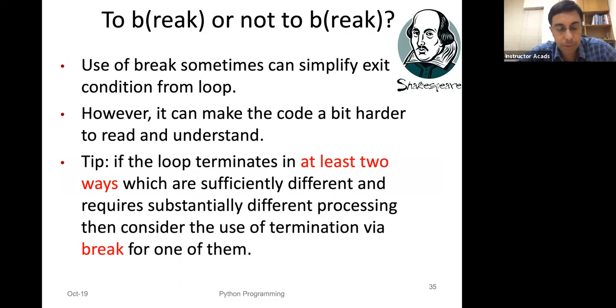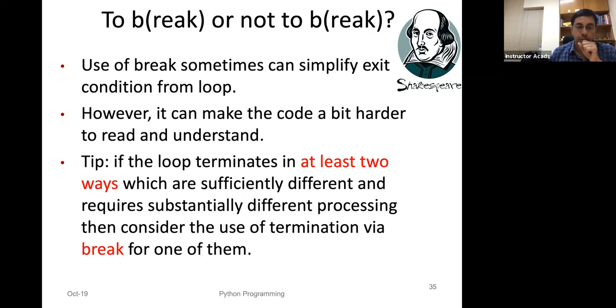But if the loop terminates in at least two ways, for example, in the previous example we saw that the loop has two ways to terminate. One is that 100 non-negative numbers have been entered. Another is that the user enters a negative number. So if the loop terminates in at least two ways which are sufficiently different, now this is up to the programmer's judgment, what is meant by sufficiently different? If it is sufficiently different, then you can consider using one of the conditions for the loop and the other for the break.